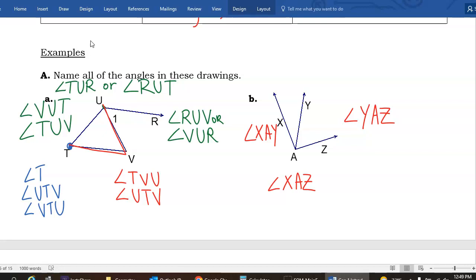The larger angle, that is the combination of the 2 angles, one on the left and one on the right. So again, naming angles, I prefer we use 3 letters every time so that we know exactly which angle we're talking about. The vertex is always at the middle, and then the points on the sides of the angles would sandwich that.